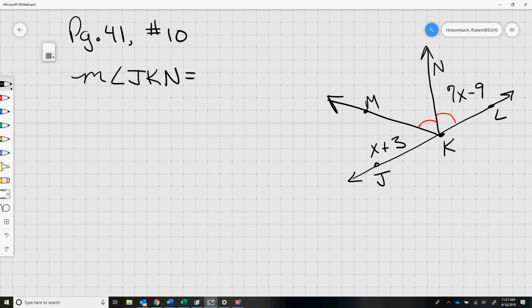So I highlight that angle. Angle JKN, right there. That's what I'm looking for. That's what I need. But in my picture right now, I'm missing an expression to find that angle. But I'm told that these two angles are congruent. So what's the measure of MKN? 7x minus 9. What do the three angles have to add up to? 180, right? Because JKL, they were opposite rays. So these three angles add up to 180.